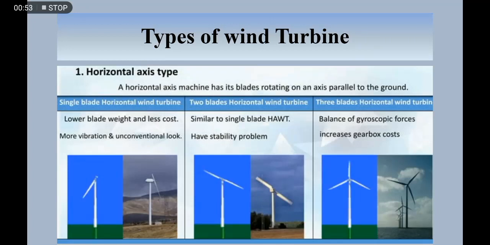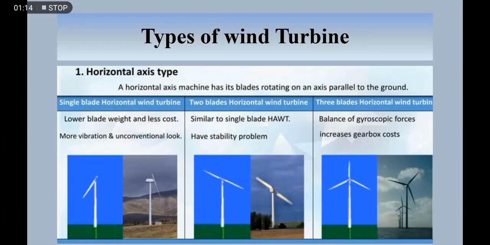So first of all, the horizontal axis type wind turbine, in which the blades rotate on an axis parallel to the ground. There are further different types of horizontal wind turbine. First one is the single blade horizontal wind turbine. Second one is the two blade horizontal wind turbine. Third one is the three blade horizontal wind turbine.